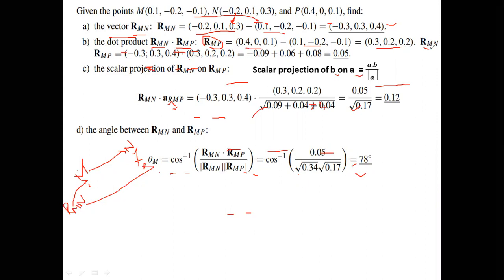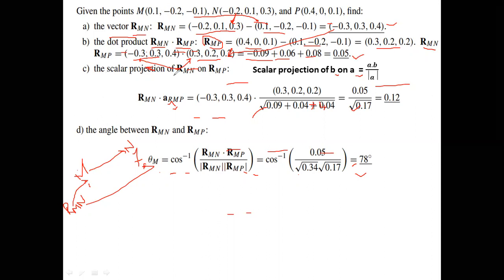And now the dot product with the Rmn vector. So Rmp dot Rmn. We have already discussed the dot product in the class. So minus 0.3 into 0.3 plus, we will get this; 0.3 into 0.2, we will get the y, plus 0.4 into 0.2, we will get this. So this is the dot product of these two vectors.